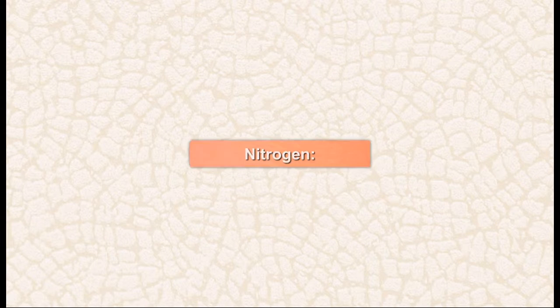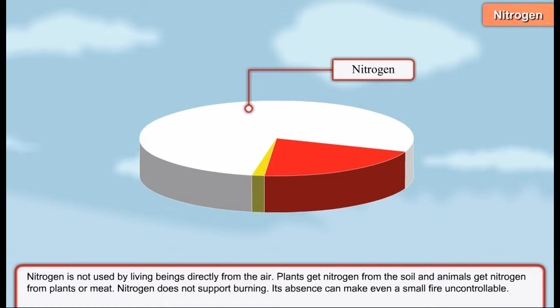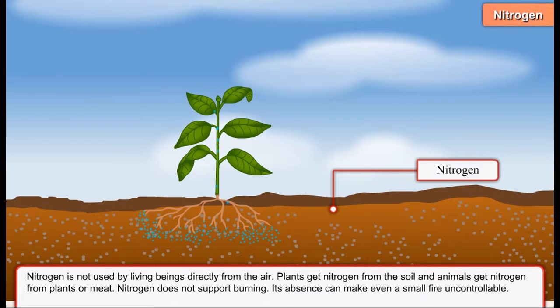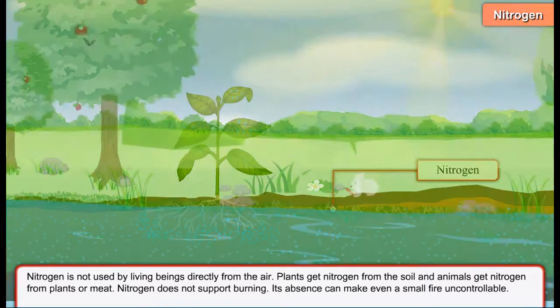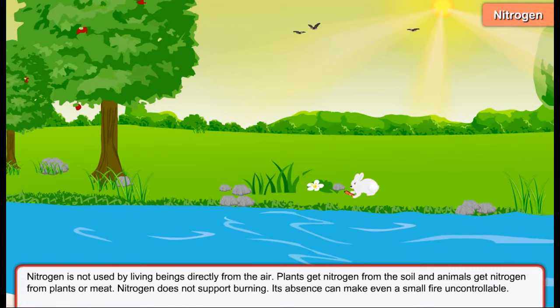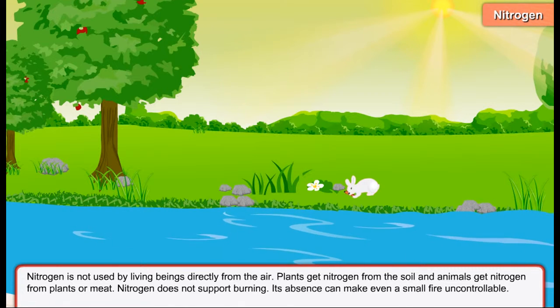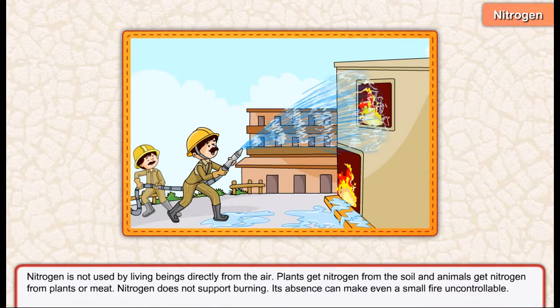Nitrogen. Nitrogen is not used by living beings directly from the air. Plants get nitrogen from the soil, and animals get nitrogen from plants or meat. Nitrogen does not support burning. Its absence can make even a small fire uncontrollable.